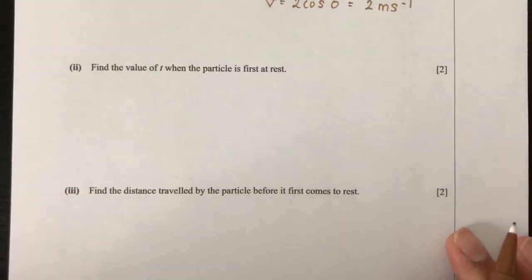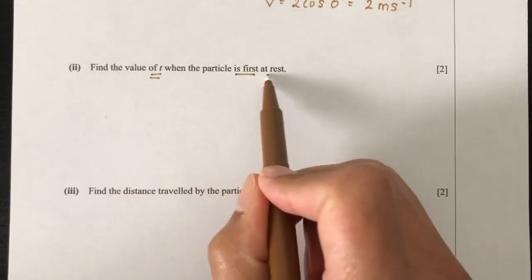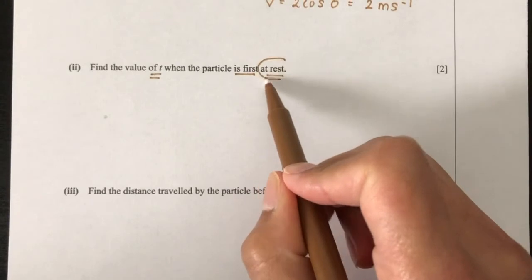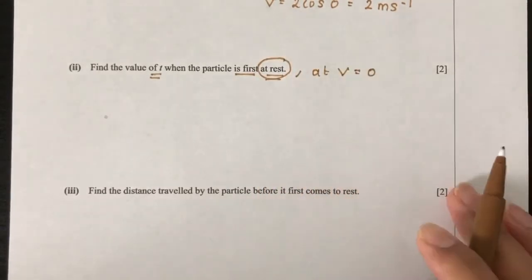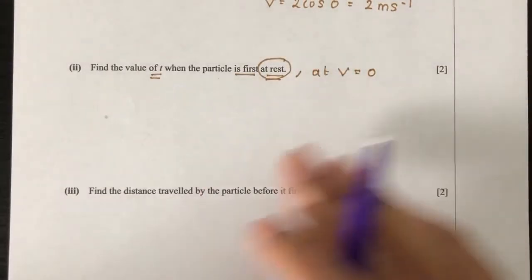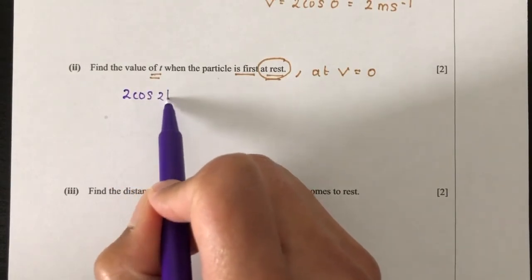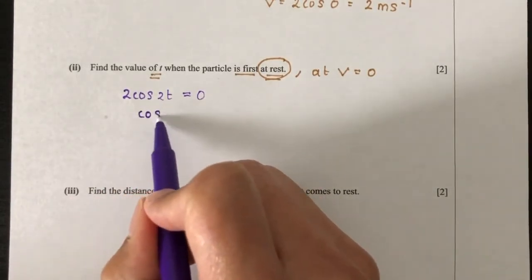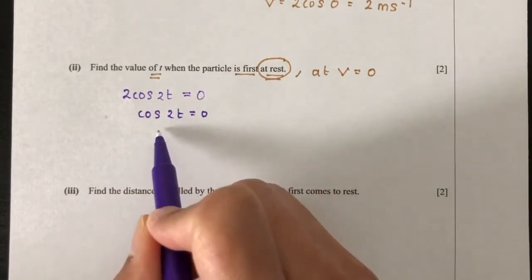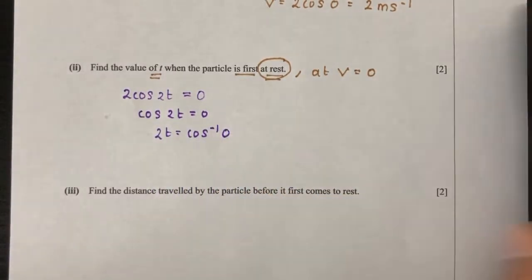Now let's move on to part 2. Find the value of t when the particle is first at rest. Whenever you see at rest, it means that v equals 0. We know what v is already from part 1. v is equal to 2 cos 2t equal to 0. Now we have to solve this equation to find the value of t. So cos 2t is 0. So 2t will be cos inverse of 0.